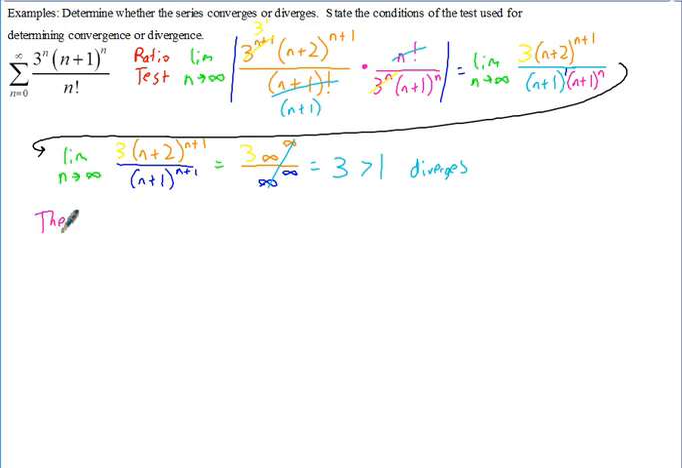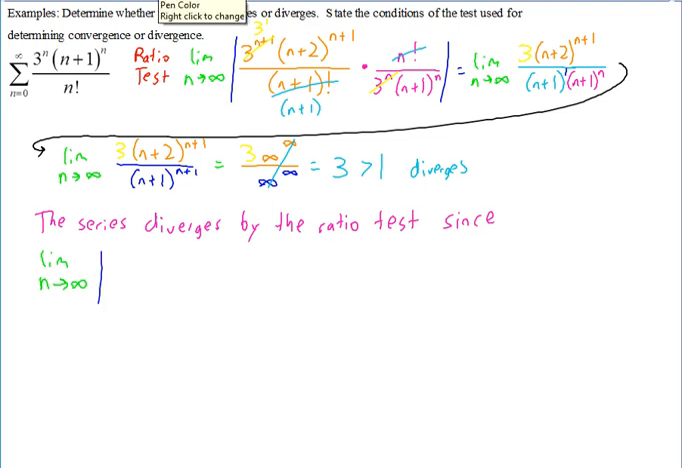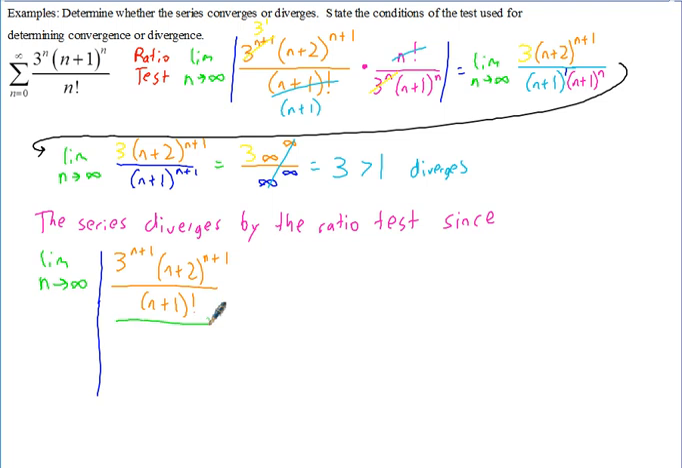So we could say the series diverges by the ratio test since our limit as n approaches infinity of the absolute value of 3 to the n plus 1, n plus 2 to the n plus 1, divided by n plus 1 factorial, and that's divided by our original one, which was 3 to the n, n plus 1 to the n, over n factorial, since we found that limit is greater than 1.